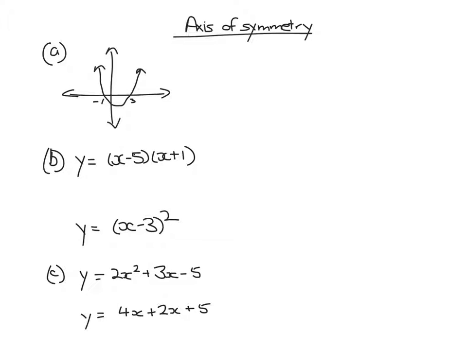Hi Year 10, this video is about finding the axis of symmetry. The axis of symmetry is when you've got a quadratic and you draw the parabolic shape. So for example, you might draw something that looks like this.